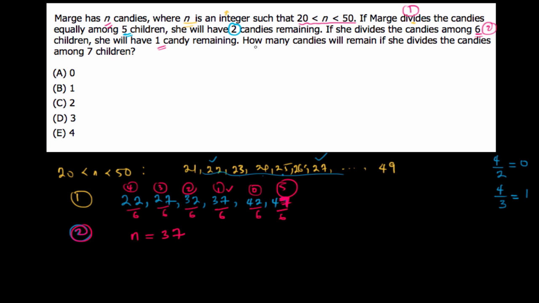Now what the last statement says is how many candies would remain if she divides the candies among 7 children. So what that means is, what is going to be your answer when you divide n, that is 37, by 7. So 37 divided by 7, this is going to be 7 times 5, 35. You're going to have a remainder of 2. So your remainder should be 2, and then that completes the problem. So the solution of this problem is just 2.